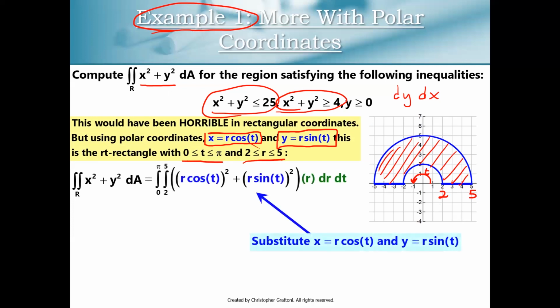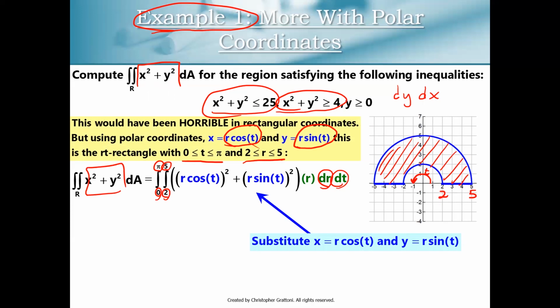Now, you could look at my limits of integration. R goes from 2 to 5, t from 0 to pi. And then how am I setting up the rest of this integral? Well, I have my x squared plus y squared, my original integrand. I'm just going to substitute x equals r cosine t and y equals r sine t in for every instance of x and y in my integrand, and that'll kind of take care of it.